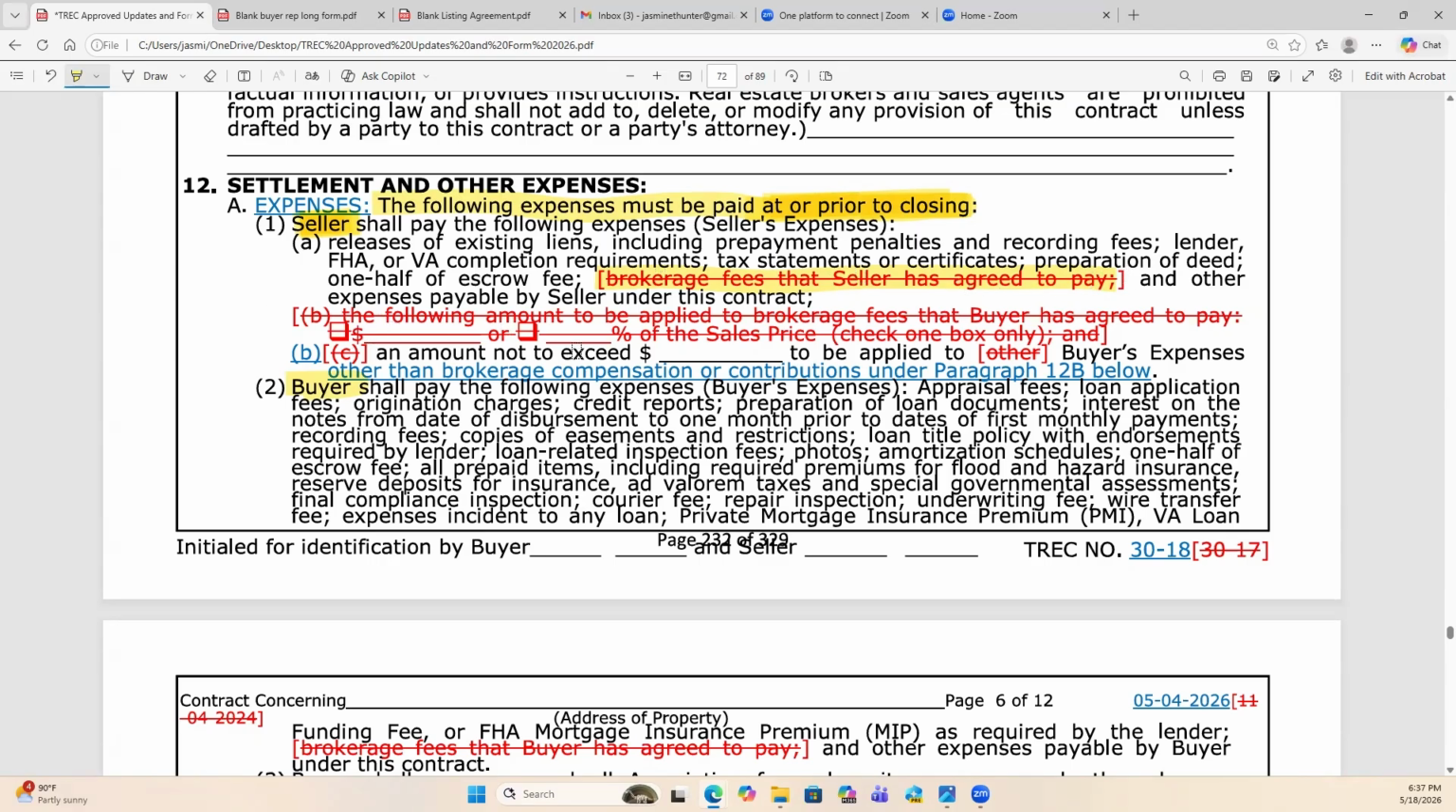Now, here's how it used to be broken down. The following amount would be applied to the brokerage fees that the buyer has agreed to pay. That is confusing. The seller is supposed to have agreed to pay for something, and now the buyer is agreeing to pay for something. How they intended for it to be read is that the seller is now paying for the expenses that the buyer agreed to pay.